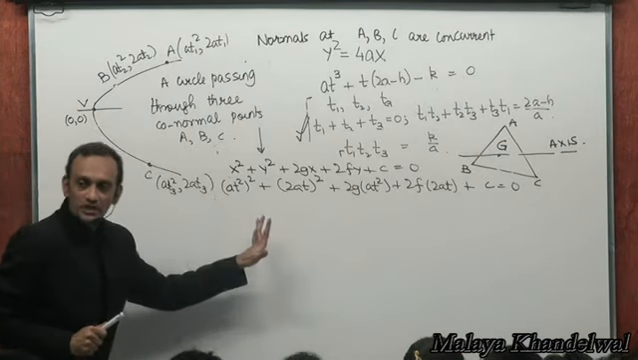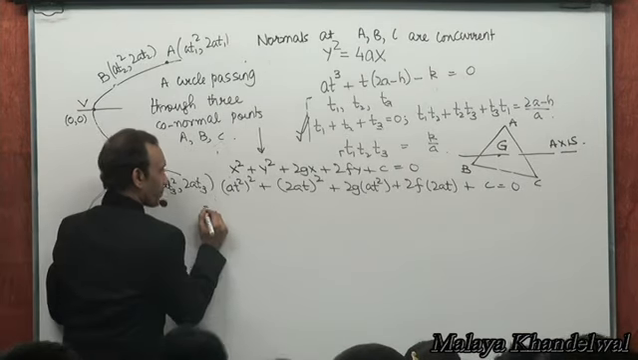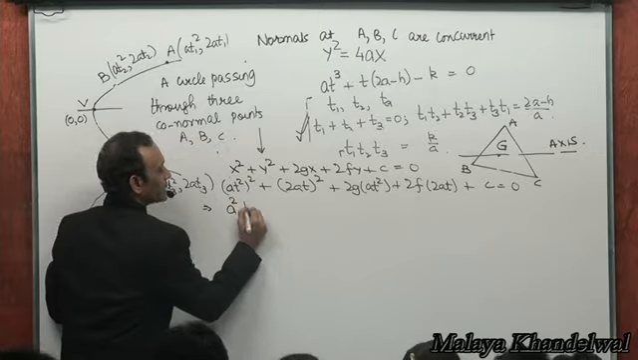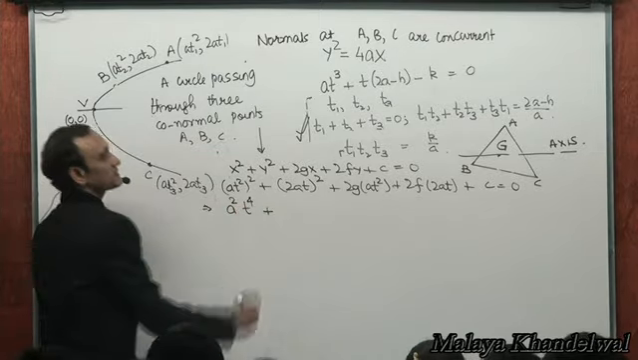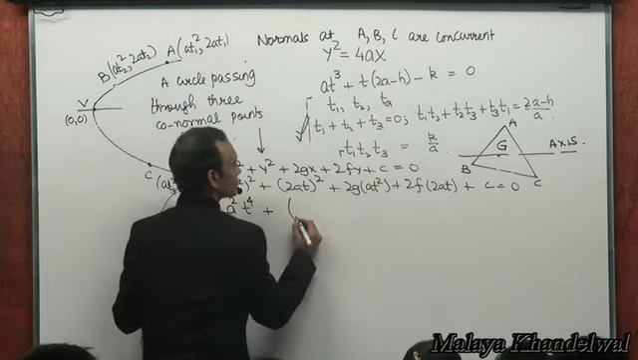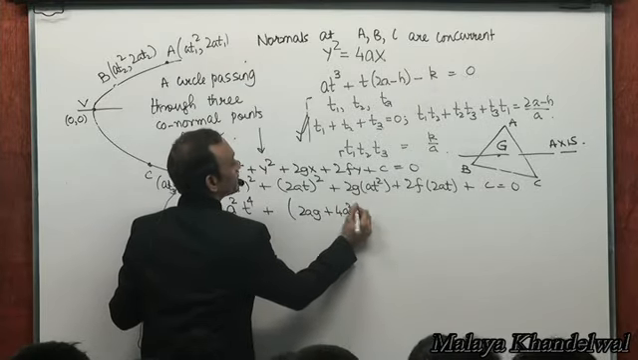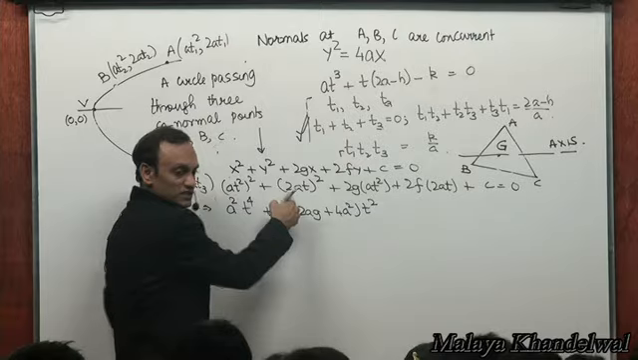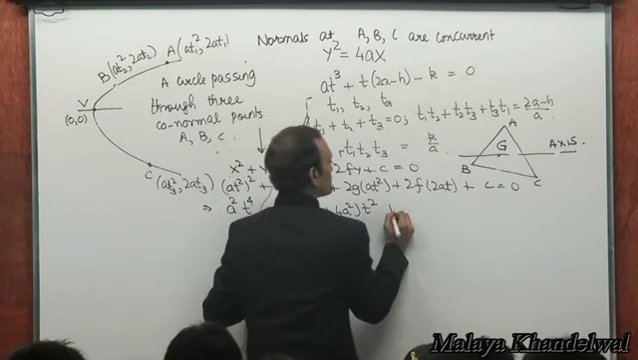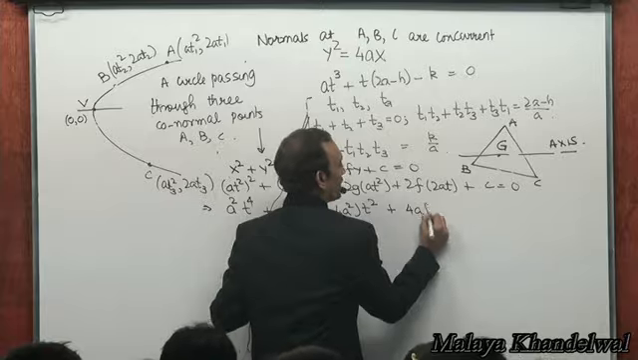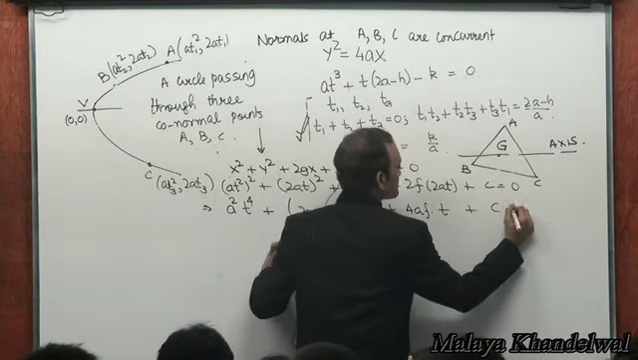Let's organize these terms a little bit. This is like a squared t to power 4 plus 2ag plus 4a squared t squared, right? 2ag plus 4a squared t squared plus 4af t plus c is 0.